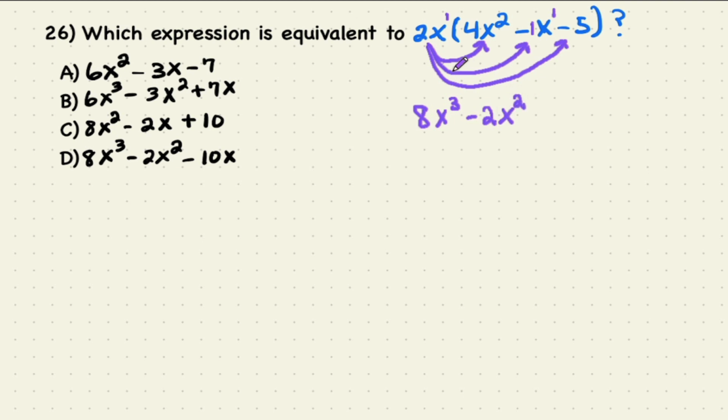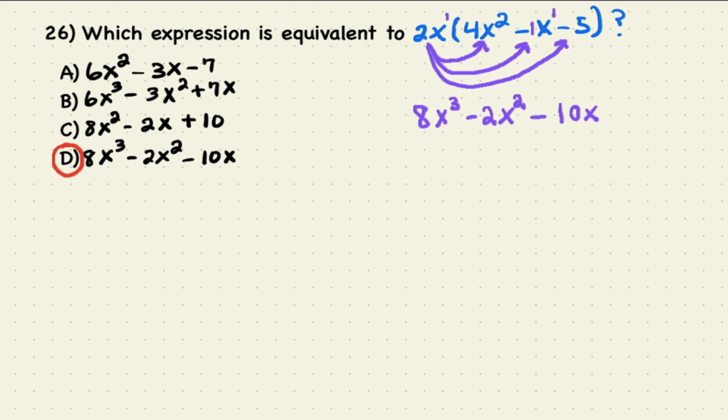You can stop it here. You could have stopped it even here, and then as a test taking strategy, just eliminate answer choices. But for practice, we're just going through this, okay? Last but not least, we have 2x times negative 5. So we have 2 times negative 5, which is negative 10. And of course, since we have x here, we're going to append the x on the negative 10. So here we have 8x cubed minus 2x squared minus 10x, which leaves us with answer choice D.